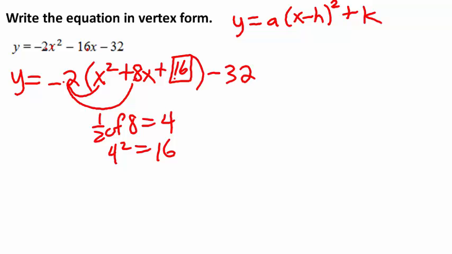Now when I go to factor this trinomial in a little bit, it'll factor very nicely. The other thing, though, is by putting this 16 in the box, and then considering that you actually have to distribute the -2 to it, by putting a 16 in the box, I've really reduced the value of the problem by 32.